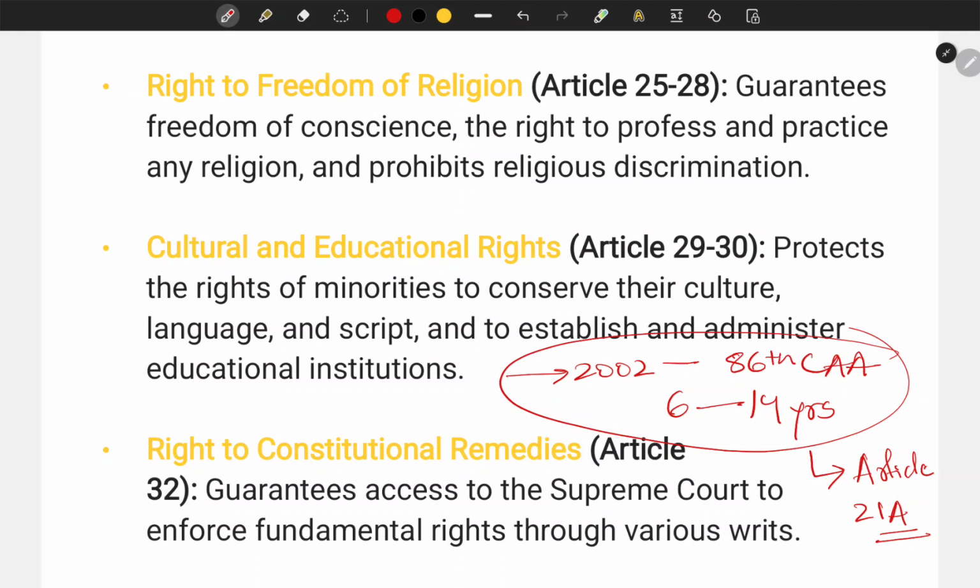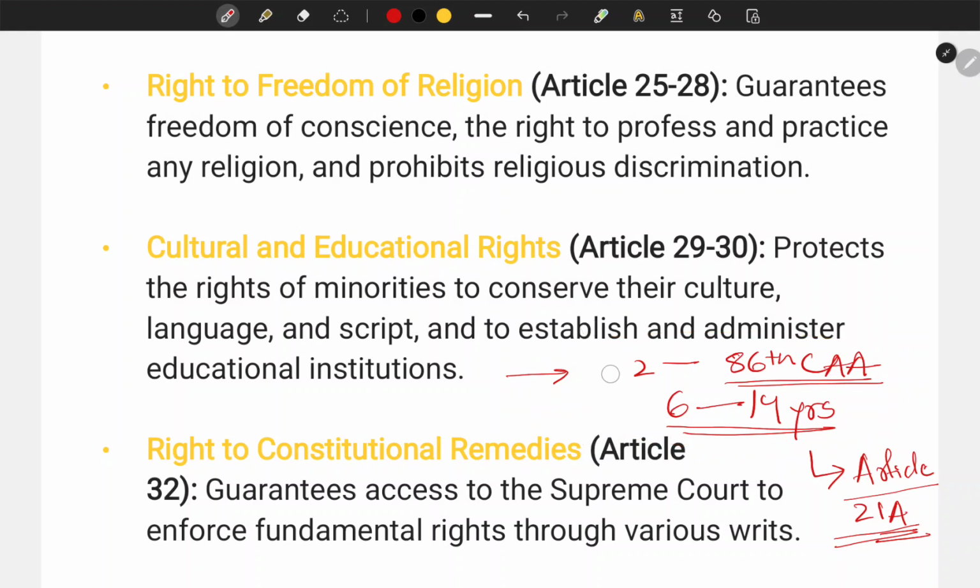We are going to remember this. This is very essential information, and one needs to remember this from the perspective of the UPSC exam. That is, in 2002 via the 86th constitutional amendment, children from 6 to 14 years were given the fundamental right to get education, and it was added in our constitution via Article 21A.